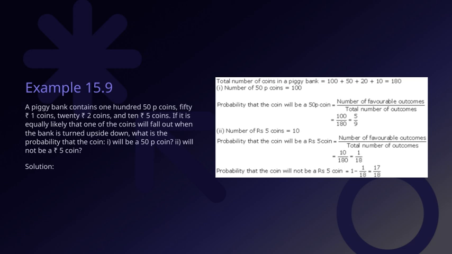Since each coin has an equal chance, the probability is simply the number of 50 paisa coins divided by the total number of coins. That's 100 divided by 180, which simplifies to 10 over 18, and further reduces to 5 over 9. Next, the second question asks for the probability that the coin is not a 5 coin.